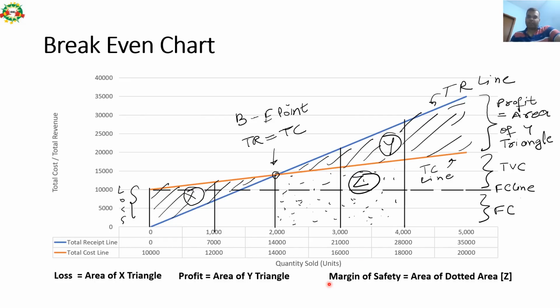And there is another concept of margin of safety also. So in case the factory is producing 4,000 units, then margin of safety will be this dotted area. This is the margin of safety, the dotted area, that you have, a trapezium. So this area you have to calculate. We'll understand margin of safety in the next slide. So with the help of this single graphical picture, you can calculate all data.